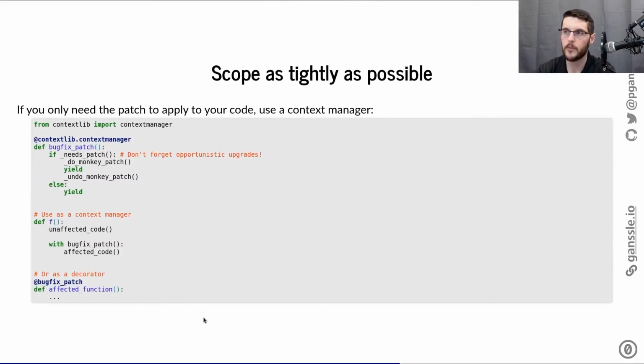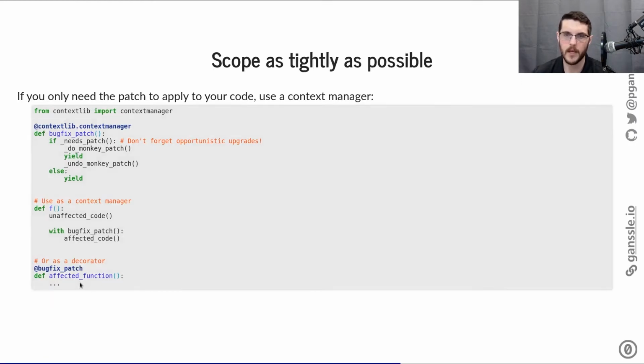Okay, one other way you can scope as tightly as possible is that if you only need your patch to be active while you're calling certain functions, you can use a context manager, which will allow you to scope your patch to either just the body of the context manager or just to a function, right? So if you use this handy function from the standard library, contextlib.contextmanager, you can have it apply your patch, execute the body of either the function or the context, and then undo the patch. And this will automatically just work both as a context manager and as a decorator. So that's a helpful tip there.